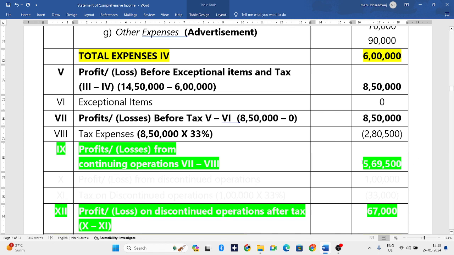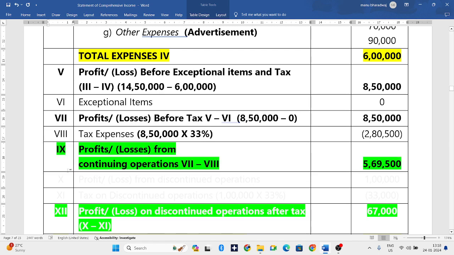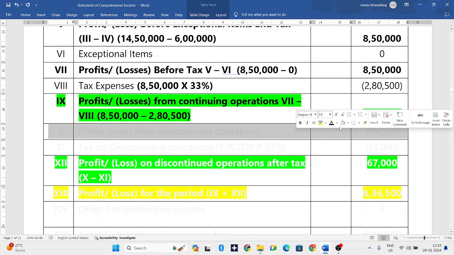If we subtract 2,80,500 from 8,50,000, we get a balance of 5,69,500 rupees. That is called profit or loss from continuing operations. How did we get this? We got it by subtracting 2,80,500 from 8,50,000. So the value after subtracting tax is 5,69,500 rupees. So one segment ends here.